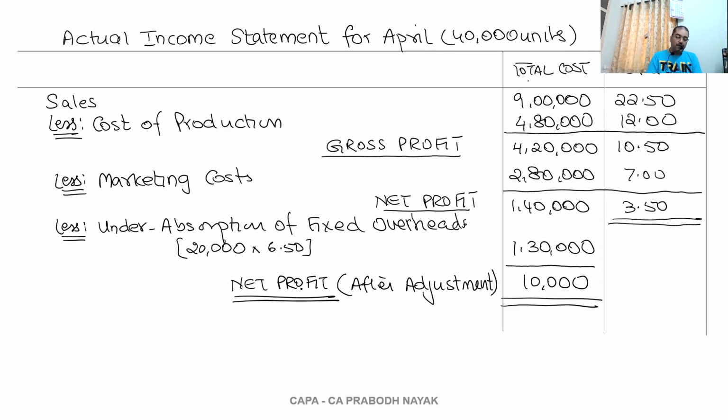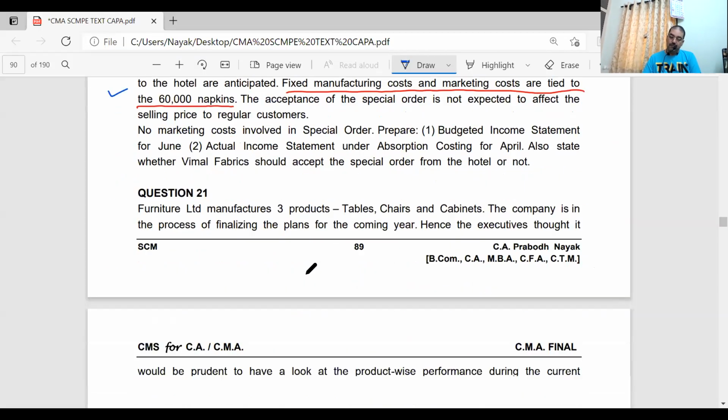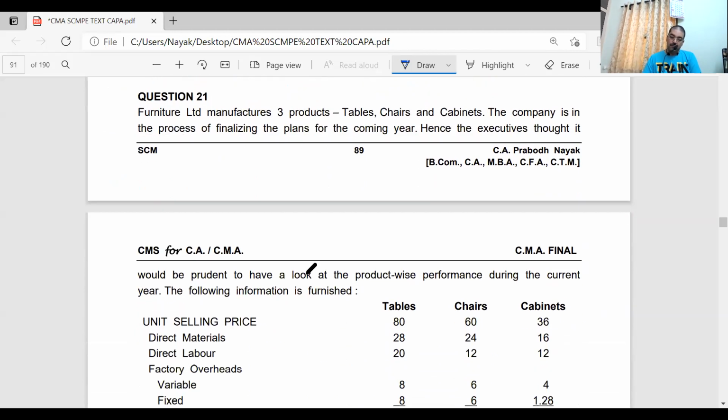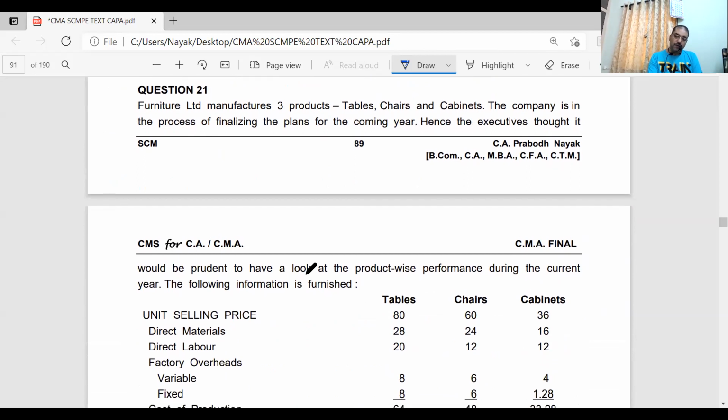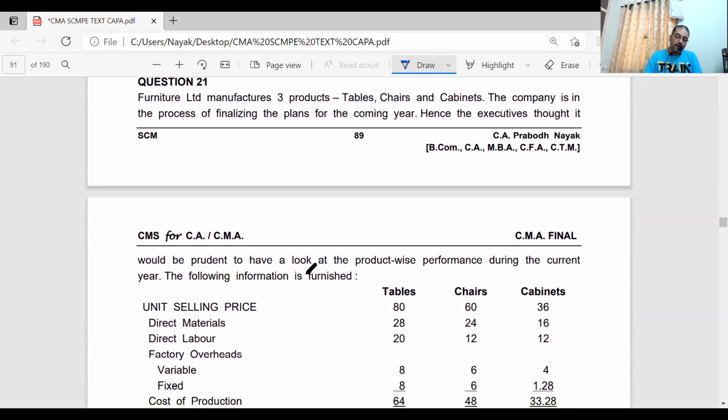Any difficulties? Any question that you want to ask? Okay. Let us come to question number 21. This type of question has been asked many times in the examination. So it is an important type of question.